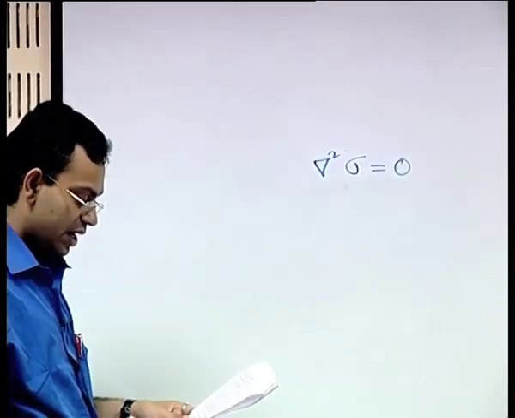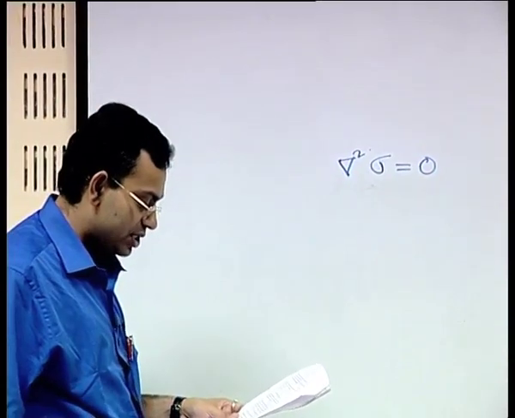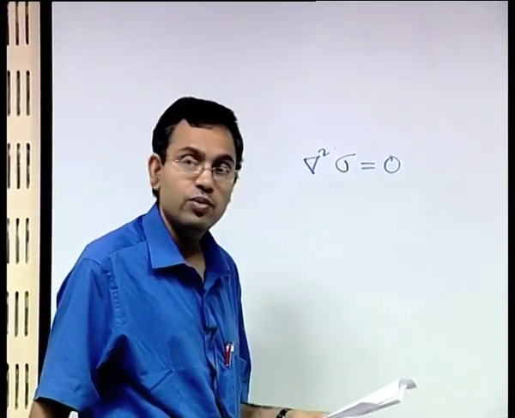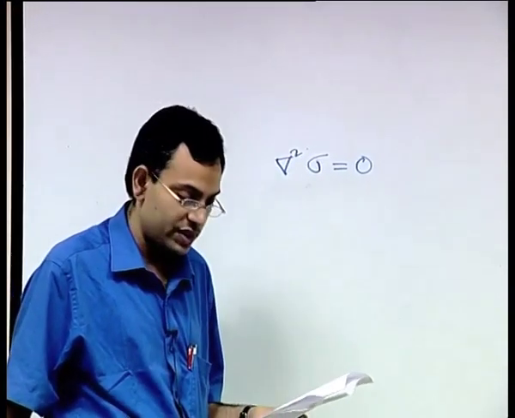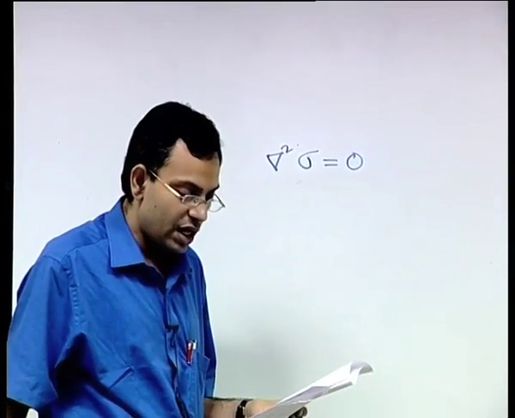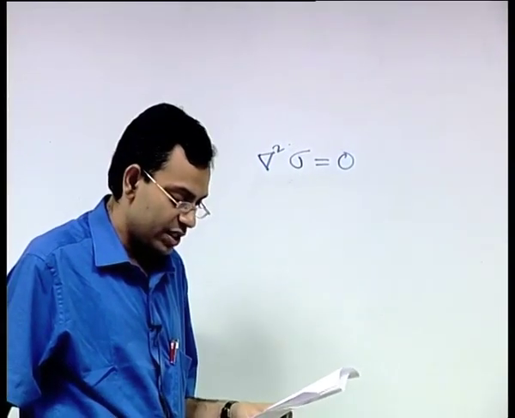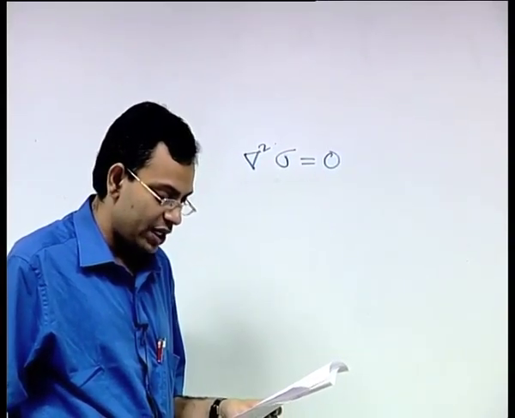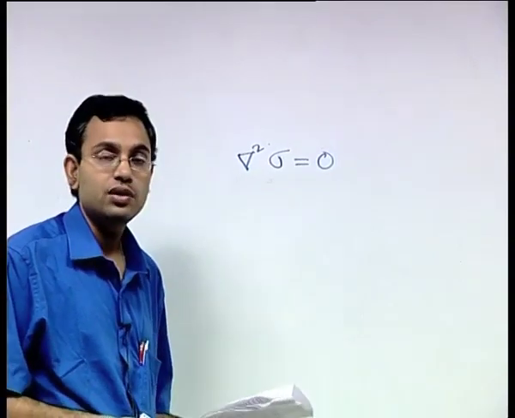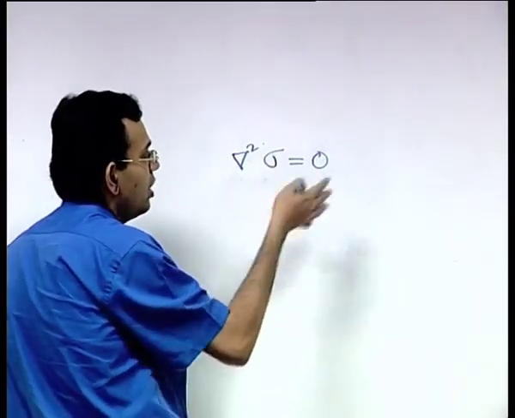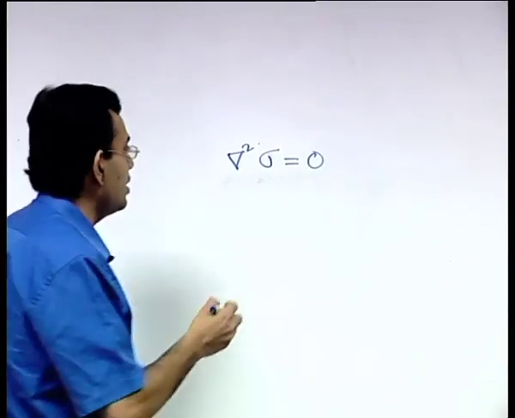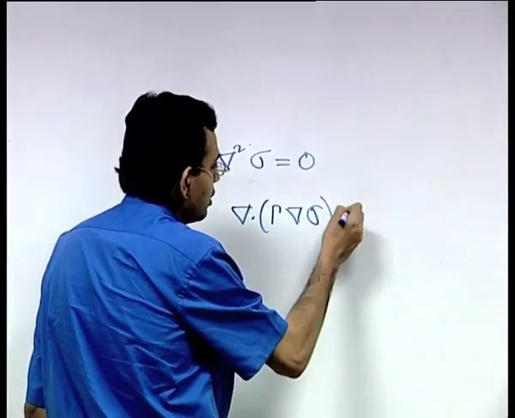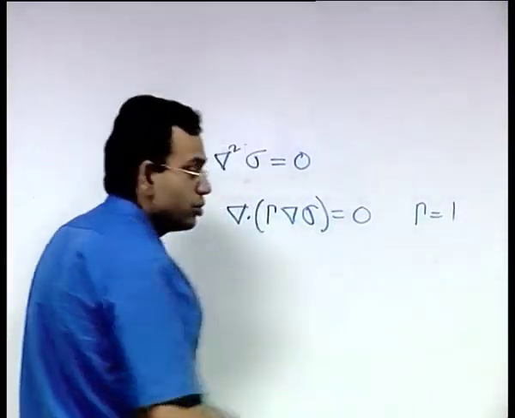Taking an unstructured triangular mesh simulating an approximate 2-dimensional version of this problem, derive appropriate discretization equations for solving the distribution of sigma. We need not go through any more details of this derivation because this is of the form del dot gamma del sigma equal to 0 where gamma is equal to 1.